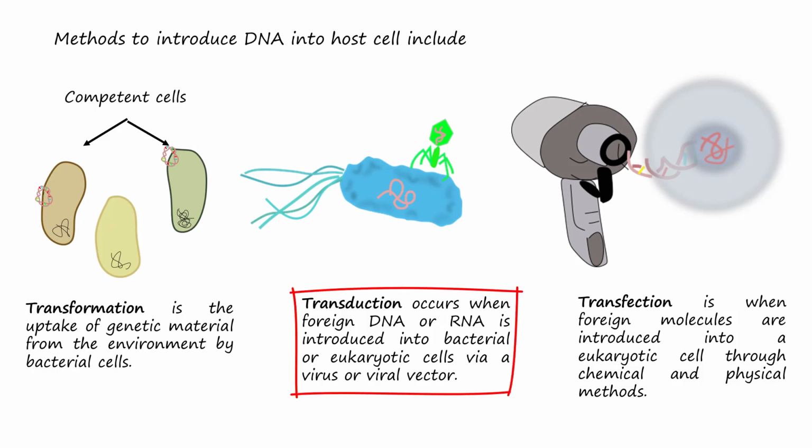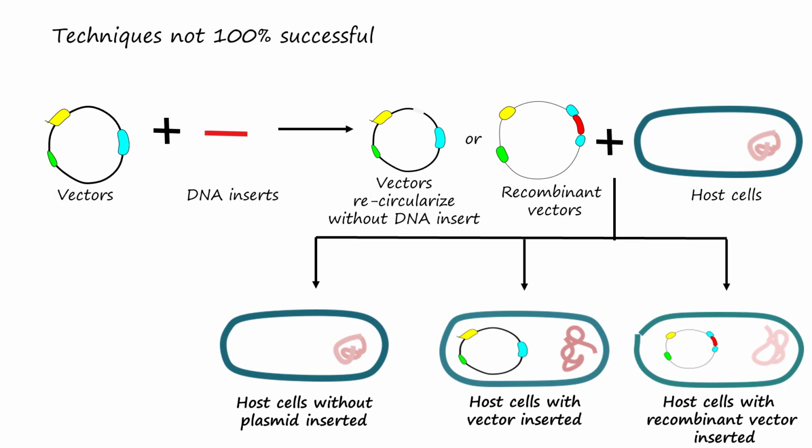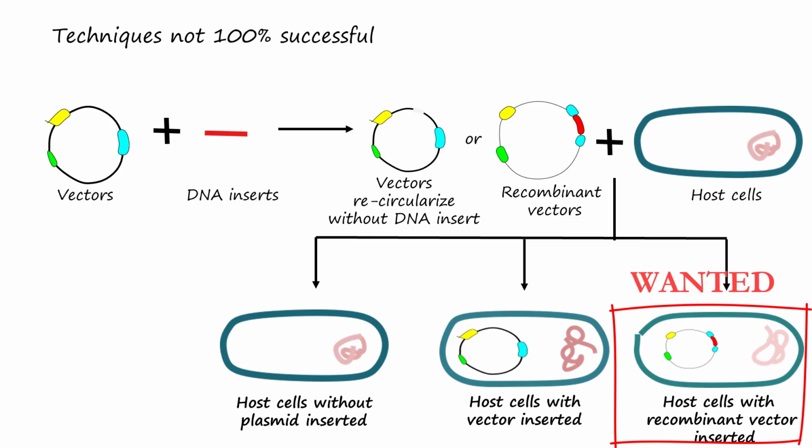Transduction occurs when foreign DNA or RNA is introduced into bacterial or eukaryotic cells via a virus or viral vector. Transfection is the process of introducing foreign molecules into a eukaryotic cell through chemical and physical methods. The recombinant techniques are not 100% efficient, so some cells will not have vectors, others will have self-circularized vectors, and some will have recombinant vectors.